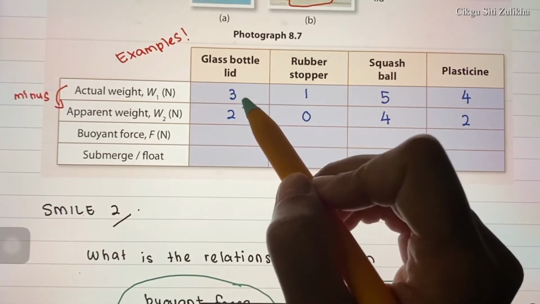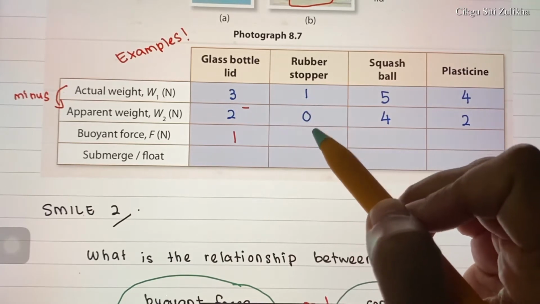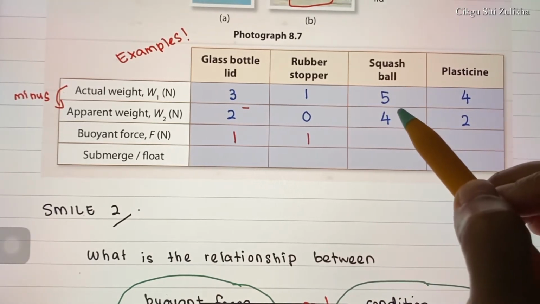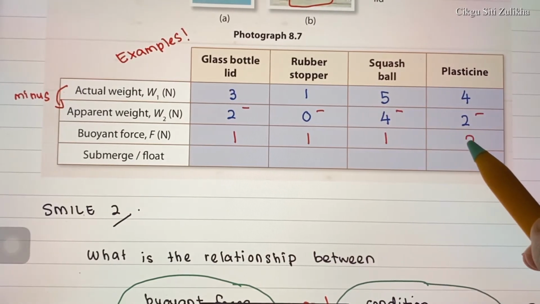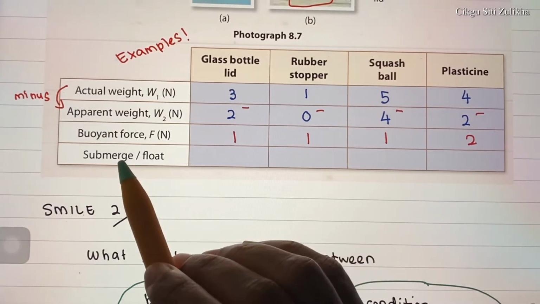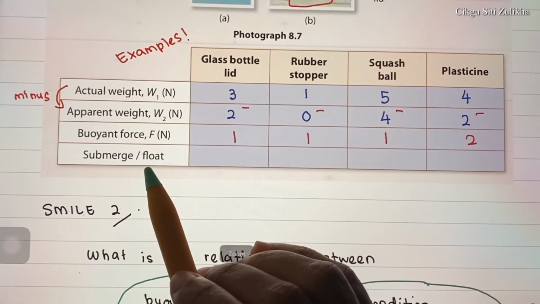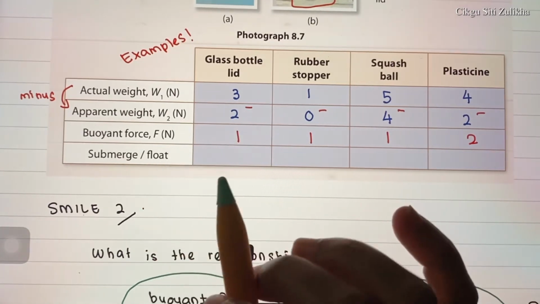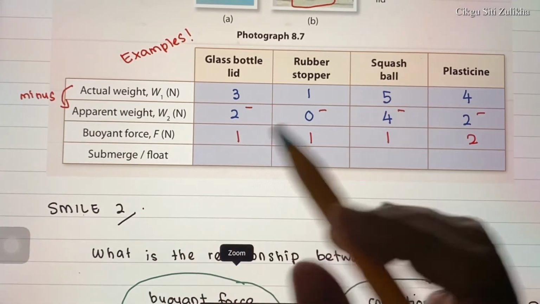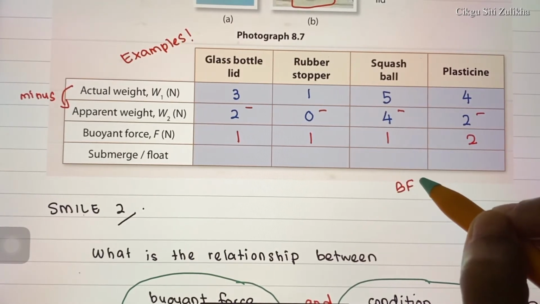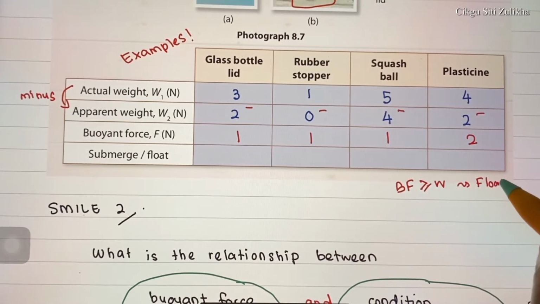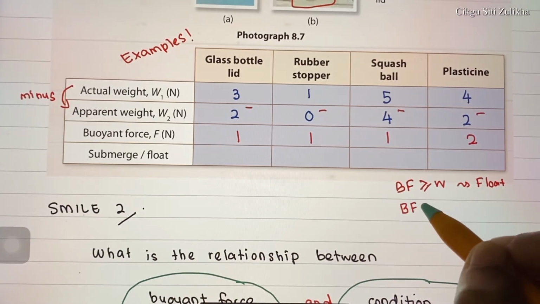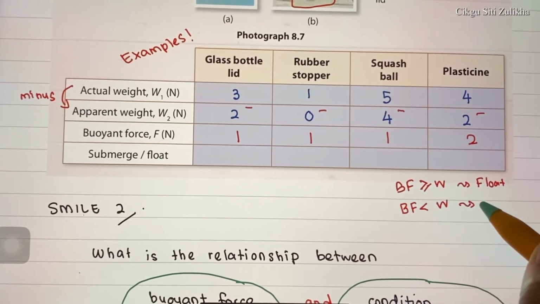So, 3 tolak 2, kita dapat 1. 1 tolak 0, 1. 5 tolak 4, 1. 4 tolak 2, 2. And then question ask you, dia akan submerge ke dia akan float? Untuk tengok dia submerge ataupun float, kita kena back to our concept. Buoyant force more than or equal to weight akan float. Balik pada konsep tu juga. Buoyant force less than weight, dia akan sink. Terbalik.